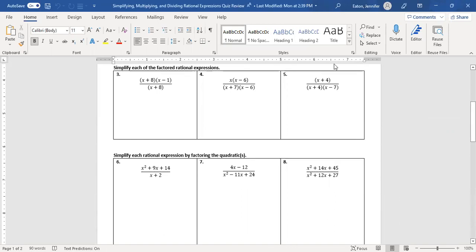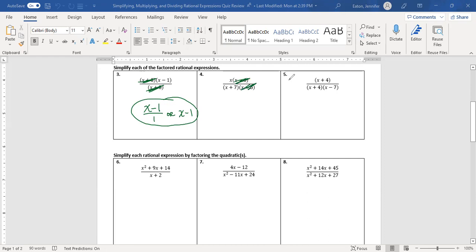So for this first one, they're already factored. So we're just going to cross out what's the same in the top and the bottom and write what remains. So we have an x plus 8 on top and an x plus 8 on bottom. That leaves us with an x minus 1 on top and nothing left on bottom. So you can do 1, or because it's just the top, you can write x minus 1 as your final answer. Either one would be fine.